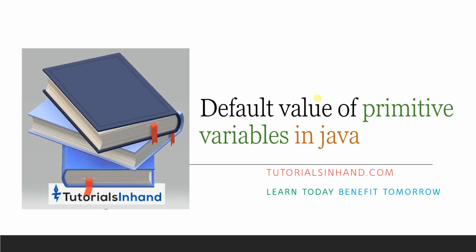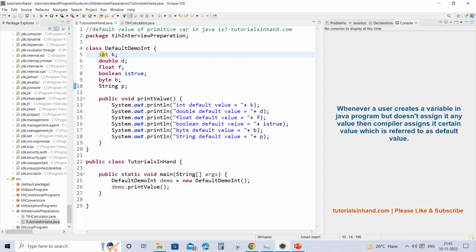Welcome to tutorialsinhand.com. In this video tutorial, we are going to see what is the default value of primitive variables in Java. Primitive variables generally means int, double, float, boolean, byte.